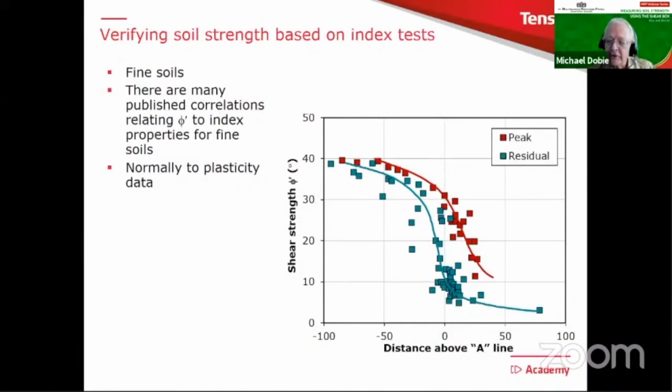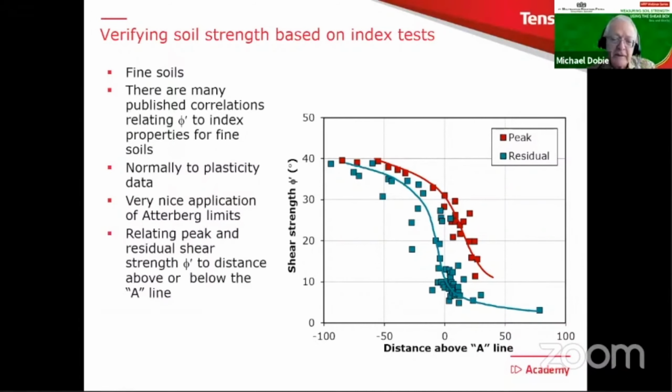What about fine soils? Well, if you go into the literature, there are many published correlations for phi dashed, normally with the plasticity data. Now, this graph you see here is a really elegant one. It's a very nice application of the Atterberg limits, where we are relating both peak and residual shear strength. You can see there the brown and the bluish colored dots against the distance above or below the A line. And I'll explain what I mean by that in a minute.